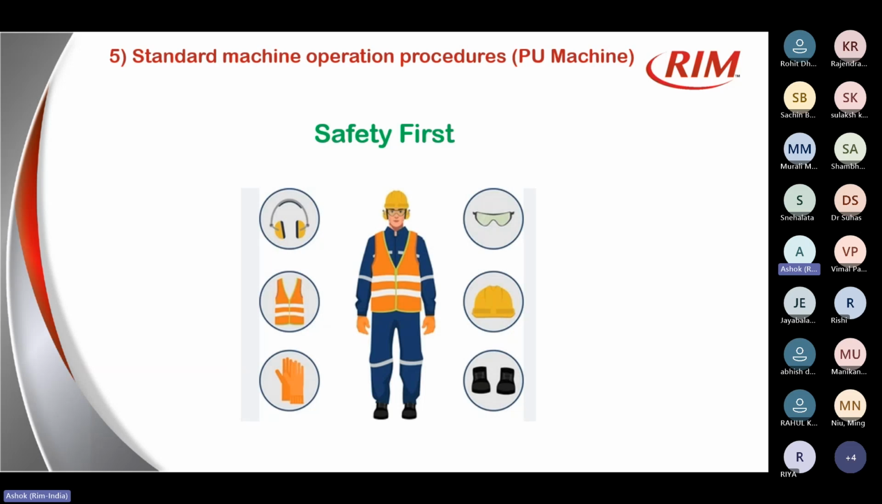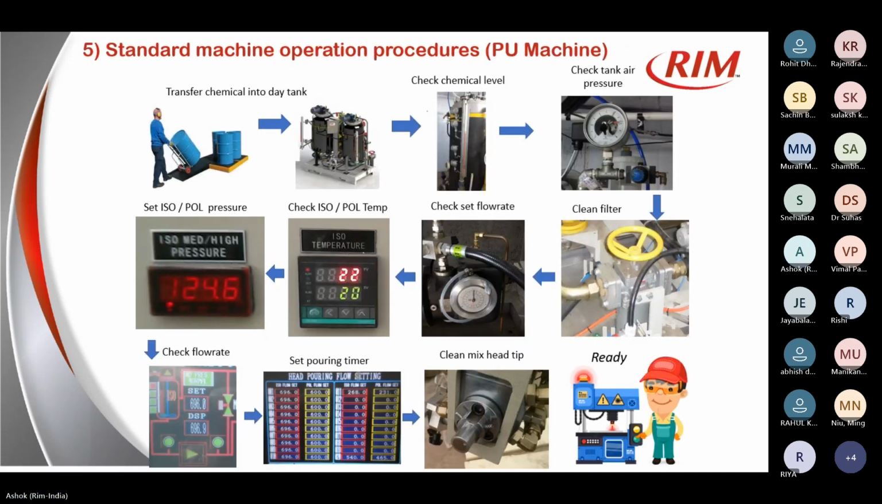So moving on to the next slide, which is about machine operations. Regarding the discontinuous line, like press operations or PU foaming machine operations, safety is paramount. Safety has to be first, so the operator has to wear all the PPEs. Just a brief explanation about the machine operations, starting from chemical loading.